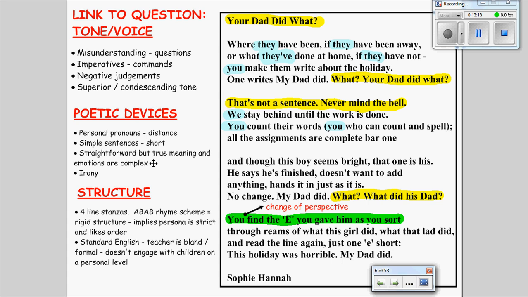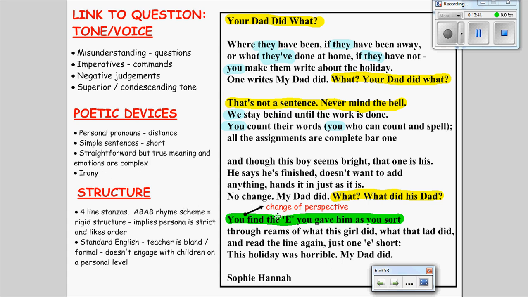It's quite a straightforward way of telling this kind of narrative, but at the end we actually realise that the true meaning of the poem and the emotions behind it are very complex. This student's dad has died in the holiday and we're not aware of that particularly until the ending.